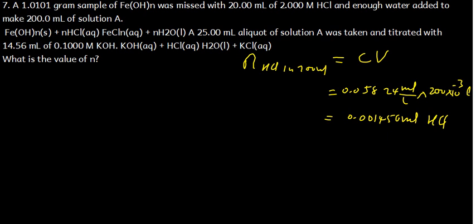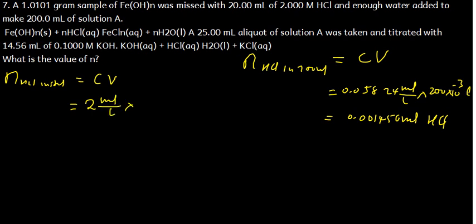Okay, we can also find the number of moles from here. We've been told the 1.0101 gram sample was mixed with 20 milliliters of 2 molar hydrochloric acid. We can actually find the number of moles of hydrochloric acid initially. So the number of moles of hydrochloric acid initial is going to be given by concentration times volume. So the concentration given is 2 molar, so that will be 2 mole per liter.